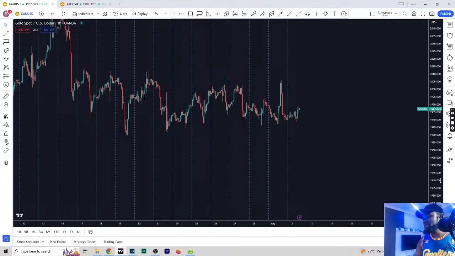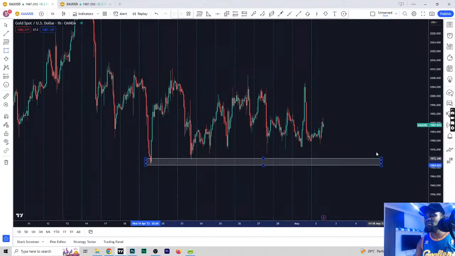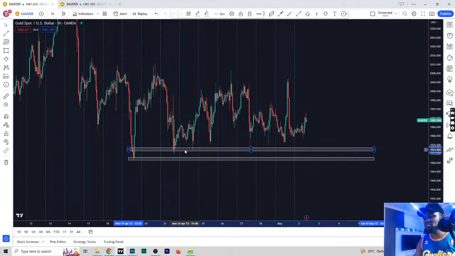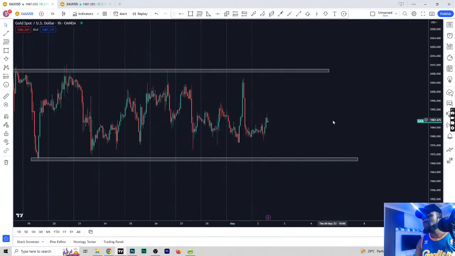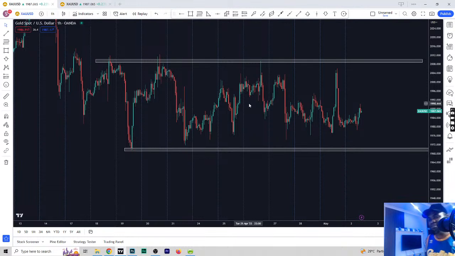So first we identify a strong major zone of support and resistance, and here is a zone of support. This is a zone of support. Then I clone this. This is a zone of resistance. This is the first step which you need to take: identify the zone of support and resistance, and the second step is to identify where the market was making consolidation.